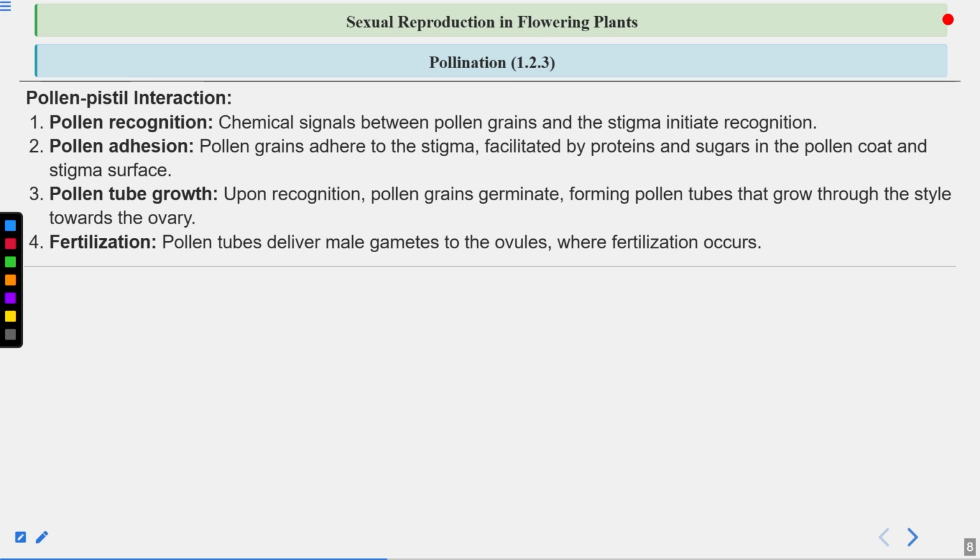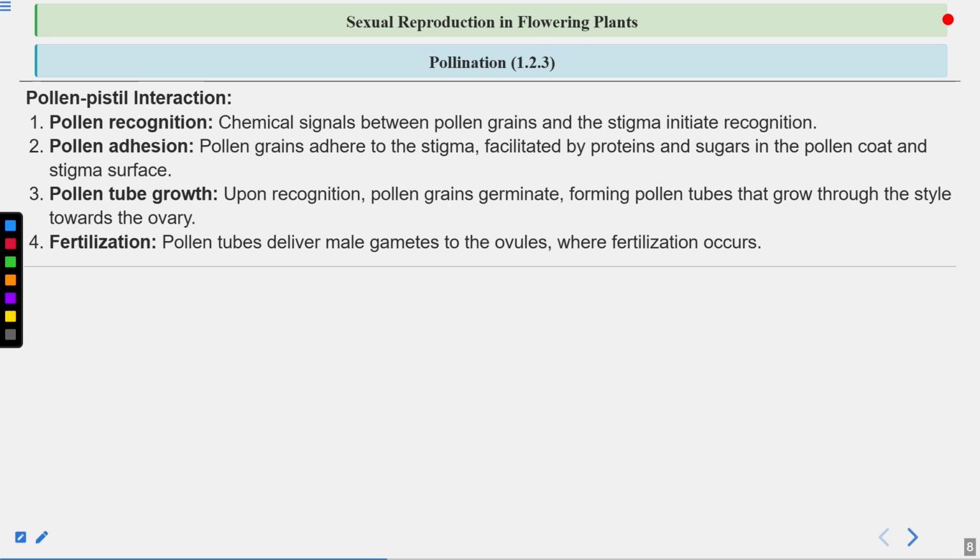At the point of the germ pore, the intine comes out in the form of a tube-like structure. Once it comes out, it penetrates the tissue of the stigma, the tissue of the style, the tissue of the ovary, and makes its way toward the embryo sac, the female gametophyte. Is it clear till here?